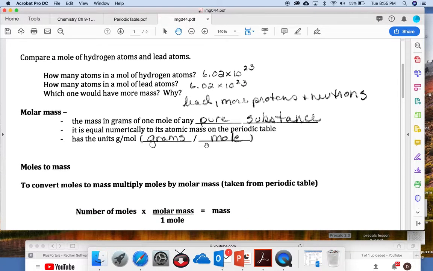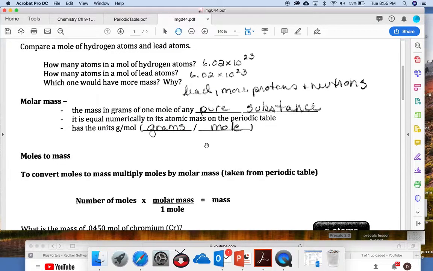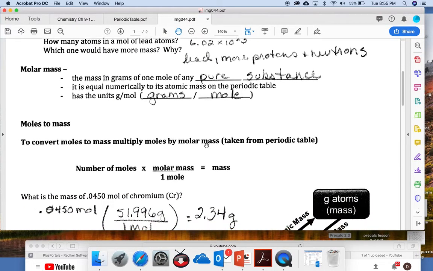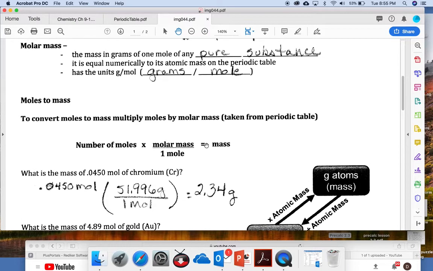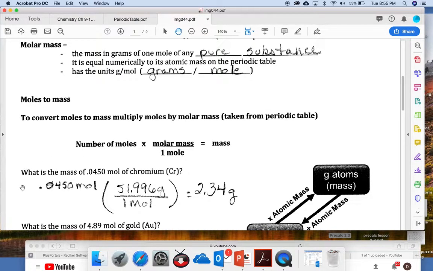Now, let's learn how to convert moles to mass. To convert moles to mass, we're going to multiply moles by the molar mass. So let's look at our first example here. What is the mass of 0.0450 moles of chromium? Well, I start with what I have, 0.0450 moles, and now I use my conversion. In this case, my conversion is I know 1 mole is equivalent to the molar mass of that substance as given on the periodic table.